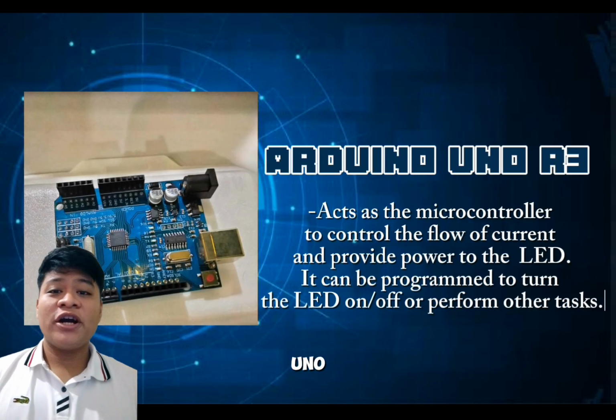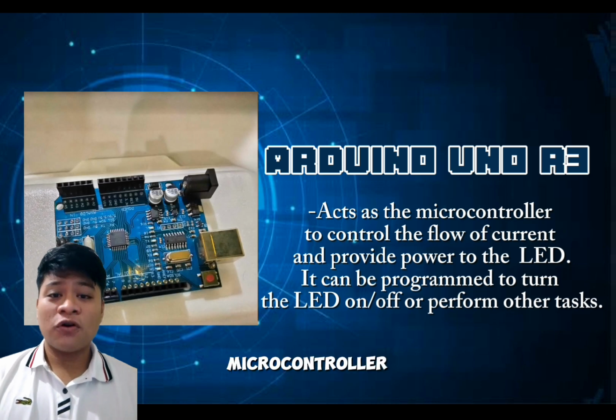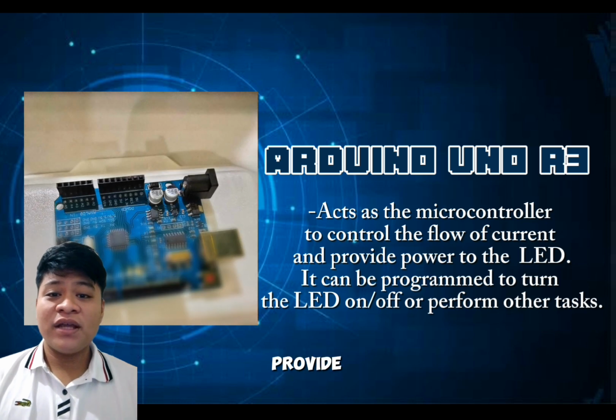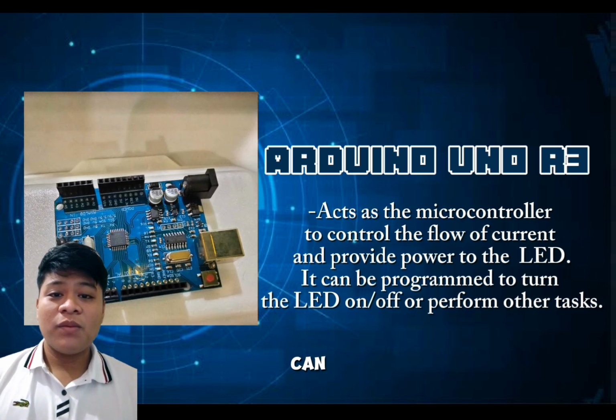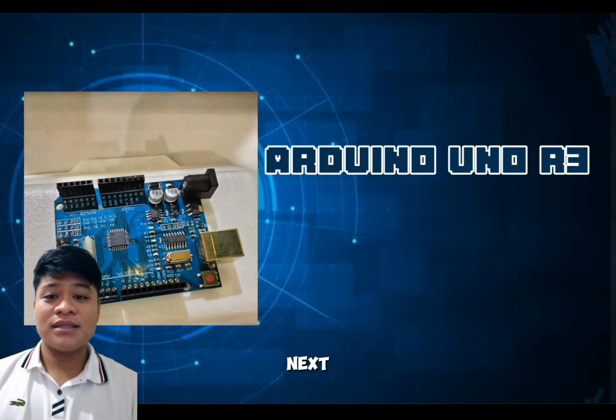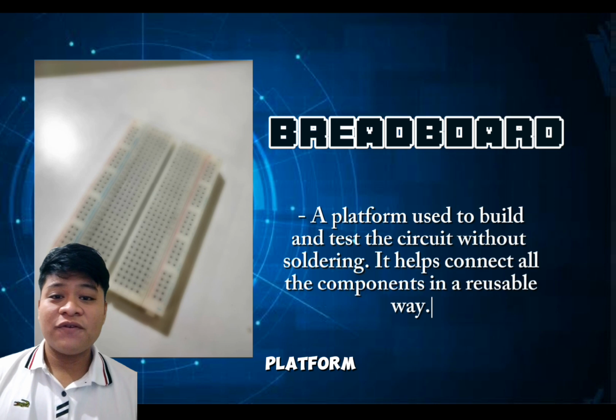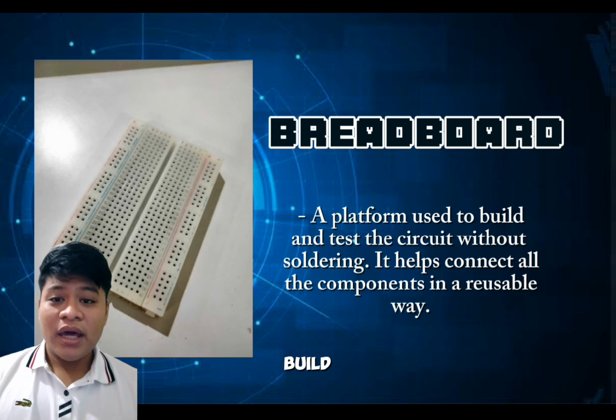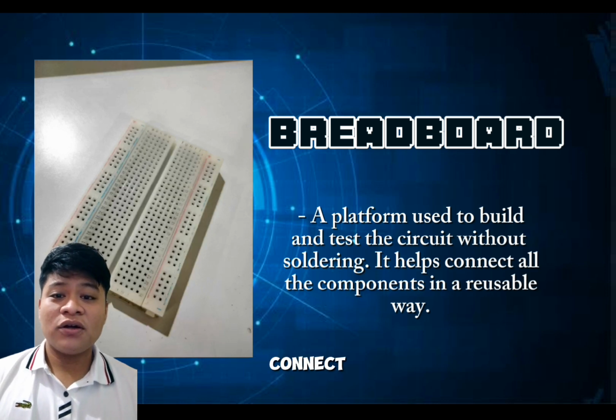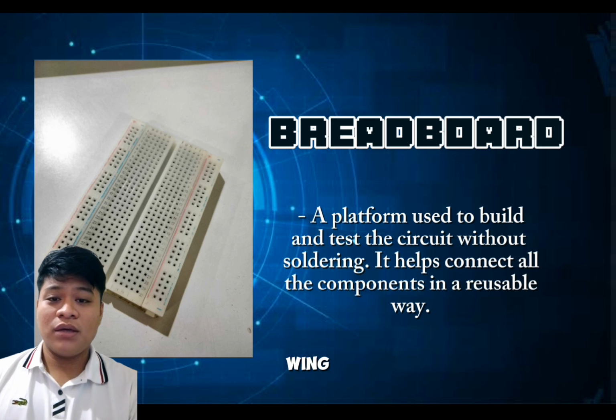Good day everyone. Here are the materials or components in AP3 traffic light. First, the Uno R3 acts as the microcontroller to control the flow of current to provide the power for the LED. It can be programmed to turn the LED on and off or perform other tasks. Next, breadboard, a platform used to build and test the circuit without soldering. It helps connect all the components in a reusable way.